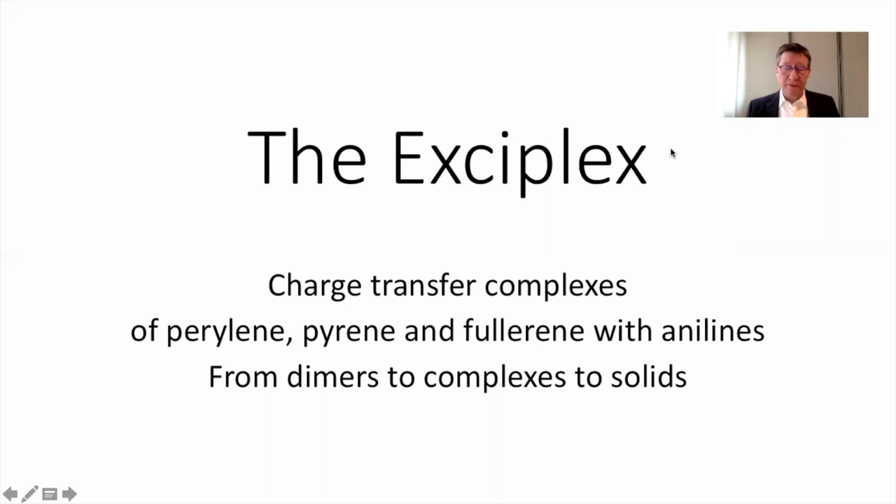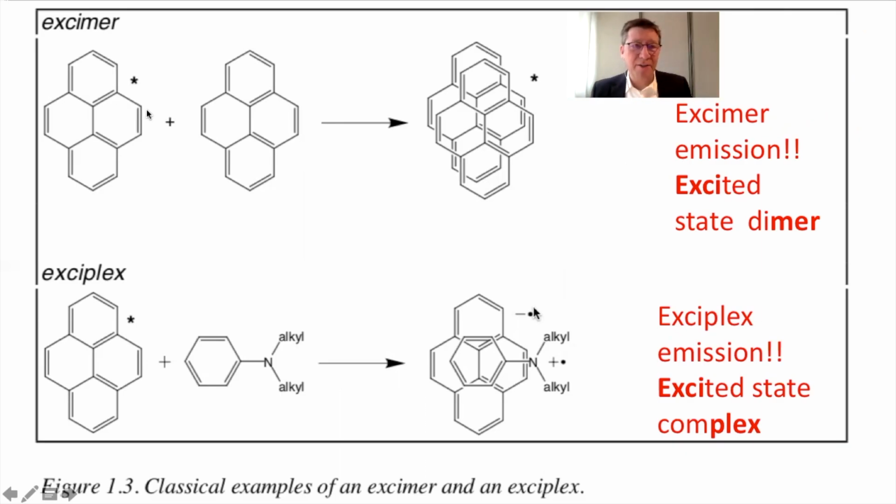The discovery of the excited state dimer of Pyrene, the excimer. As a result, people also started studying the interaction of electron donating molecules with Pyrene, and that led to the Exciplex, charge transfer complexes. They are exemplified by perylene, pyrene, and fullerenes, especially with aniline donor molecules. From the excimer of Pyrene, we go to the Exciplex, to complexes, but we also talk about solids. We will even talk about perovskites.